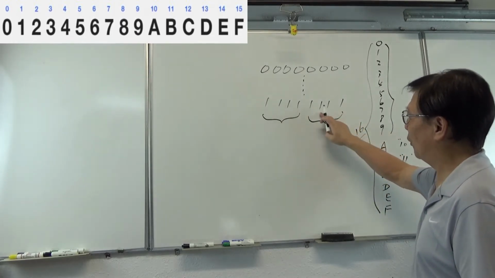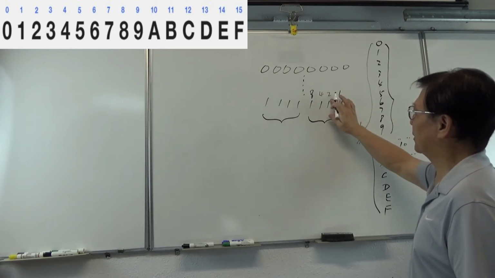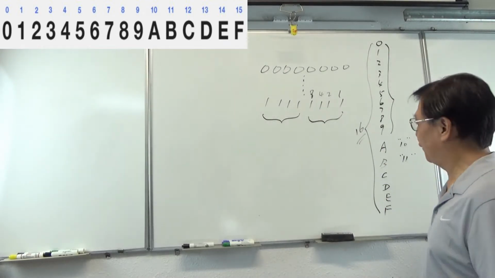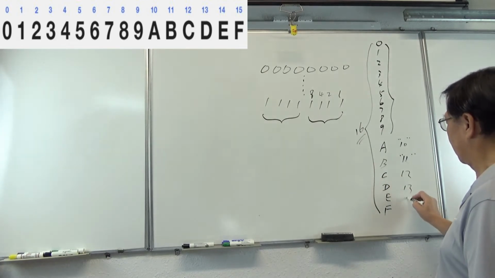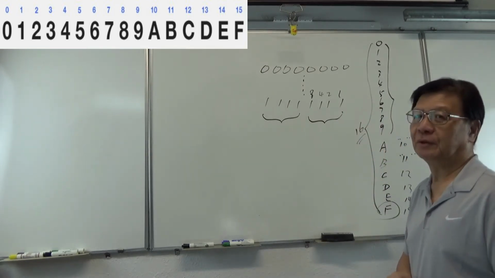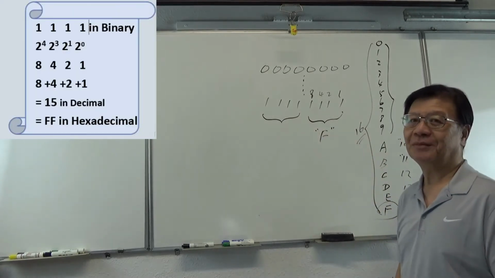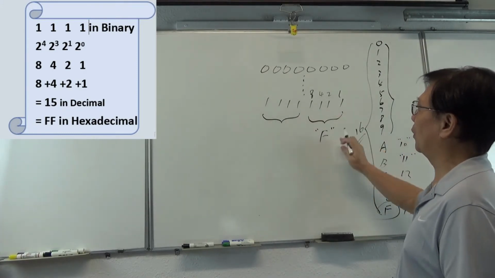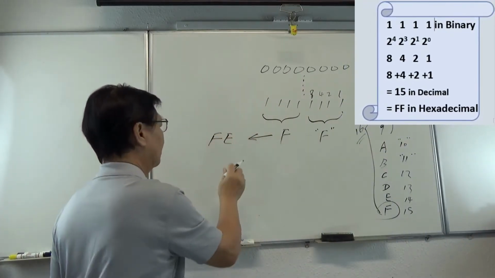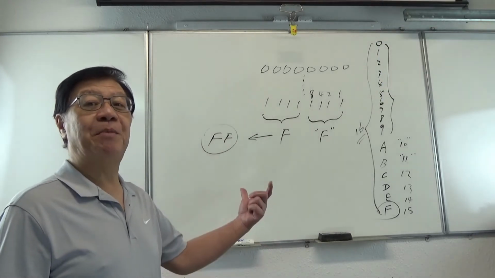Okay. Now, 1, 1, 1, 1 is what? 1 plus 2 plus 4 plus 8. That's 8 in decimal, that's a 4, that's a 2, that's a 1. So 1 plus 2 is 3, 3 plus 4 is 7, 7 plus 8 is 15. That's 15. So 15 means what? F. So instead of writing 4 ones, we use the single symbol F to represent 15. So 1111 and another 1111, that means 8 bits. We use FF. Oh, sorry, FF.